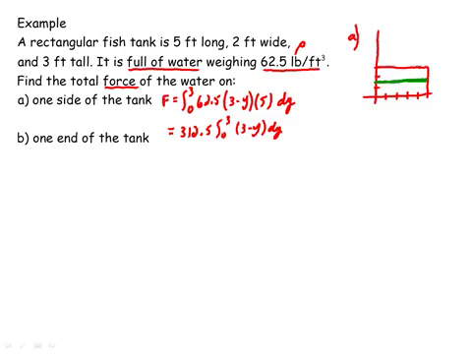Everything else is constant. What we're trying to do is figure out how much force is being pushed on that plate of glass at any time through that water. And that's why we're integrating the 3 minus y, because that is your depth. Okay, the integration you can do. So we have 312.5 times 3y minus y squared over 2, integrated from 0 to 3.